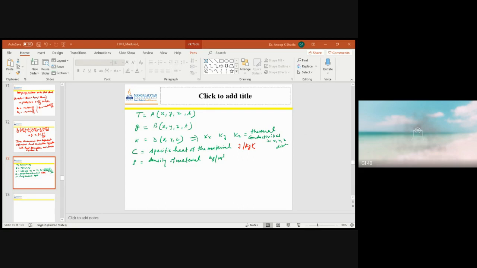So basically, we are deriving the heat transfer equation, the three-dimensional heat transfer equation for conduction.